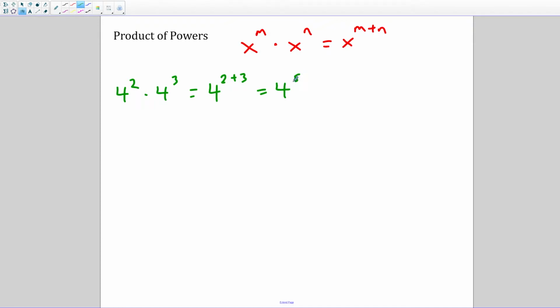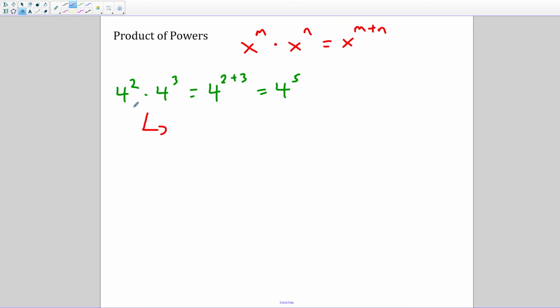So our first law is the product of powers. Essentially, if we have x to the power of m times x to the power of n, we are going to add our exponents together. Putting this into practice, let's say we have 4 squared times 4 to the power of 3. This would be 4 to the power of 2 plus 3, which ends up being 4 to the power of 5. So why does this work out?